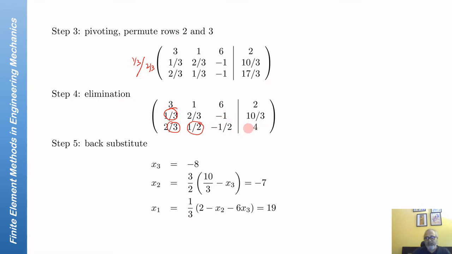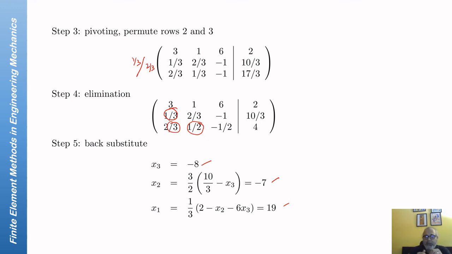So the first solution is 4 divided by -1/2, that is 8. X3 is 8, x2 is -7, and x1 is 19. So this example shows how the pivoting is done, how the largest element in a column is chosen out, swapped with the diagonal, and then the elimination process is calculated.